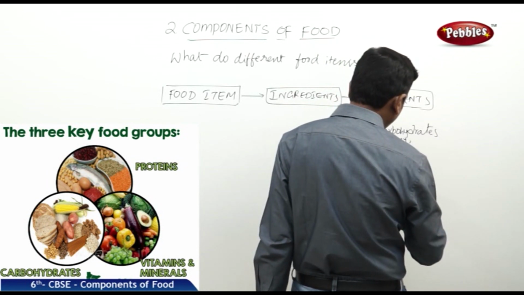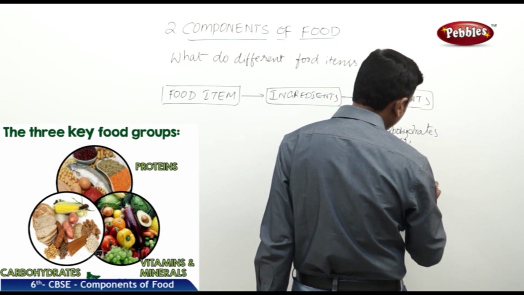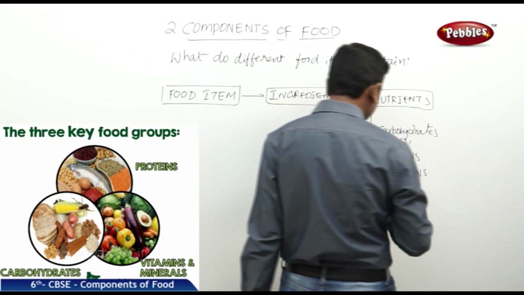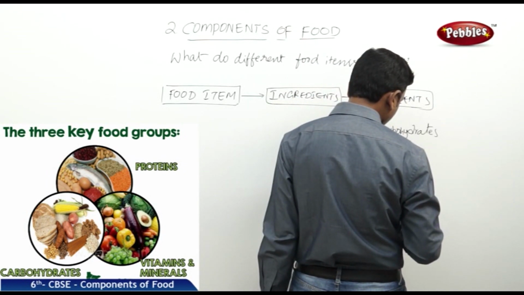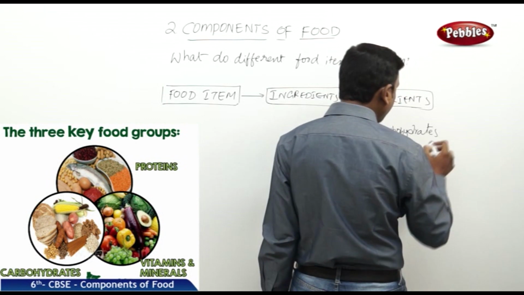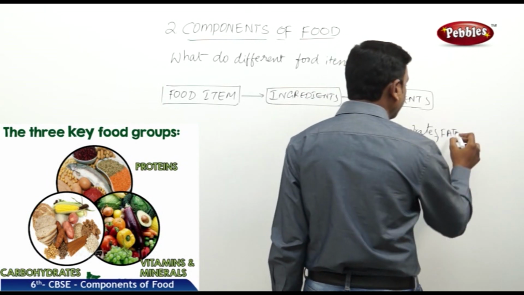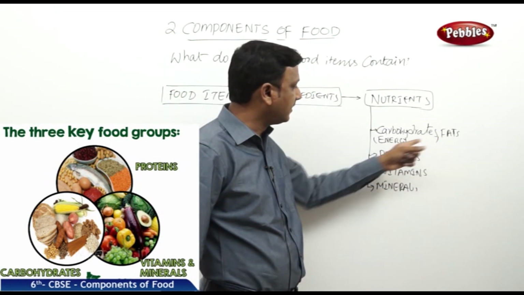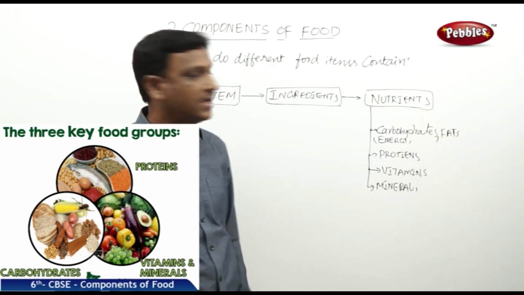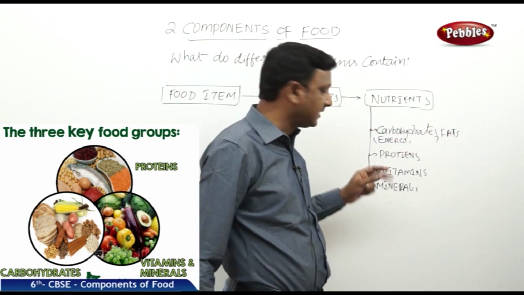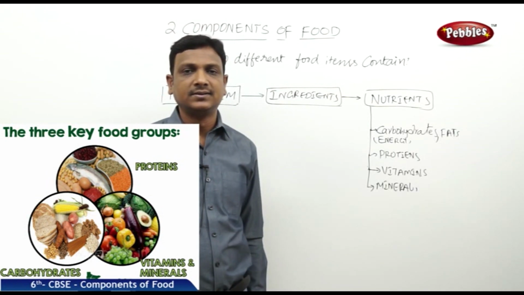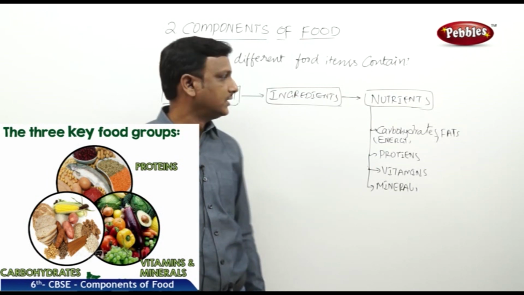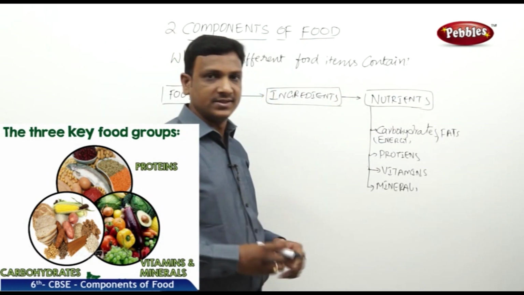Carbohydrates, proteins, vitamins, minerals. I write fats here beside carbohydrate, fats or oils. Why am I writing here? Both these fats and carbohydrates provide us with energy. Carbohydrate, fats, proteins, vitamins, minerals, all these are the nutrients. They are very, very important for our survival, for the maintenance of our body. So these are the nutrients present in the food item.